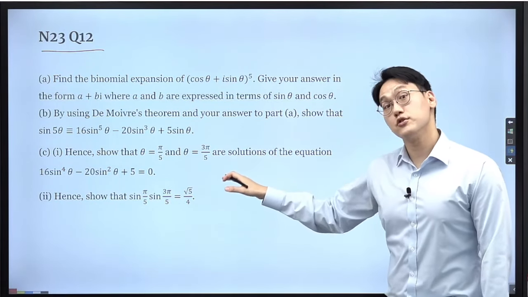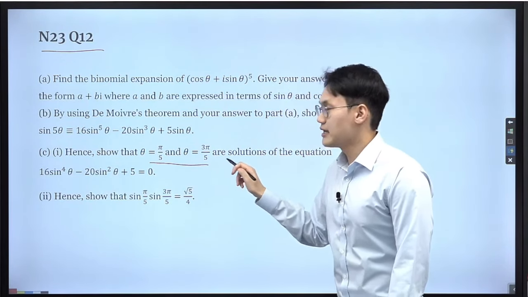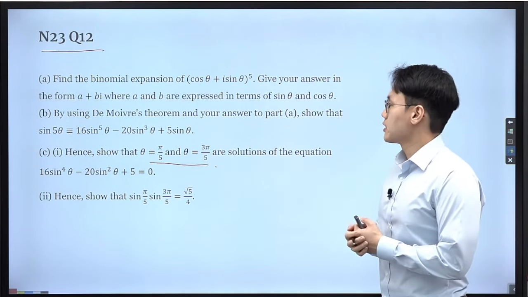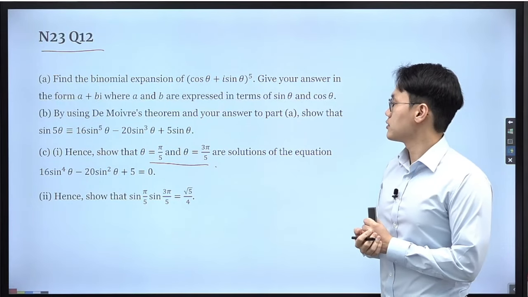And now, instead of sine 2 pi over 5, they asked me to find sine pi over 5 and 3 pi over 5. So let's quickly see what we can do with this, okay?